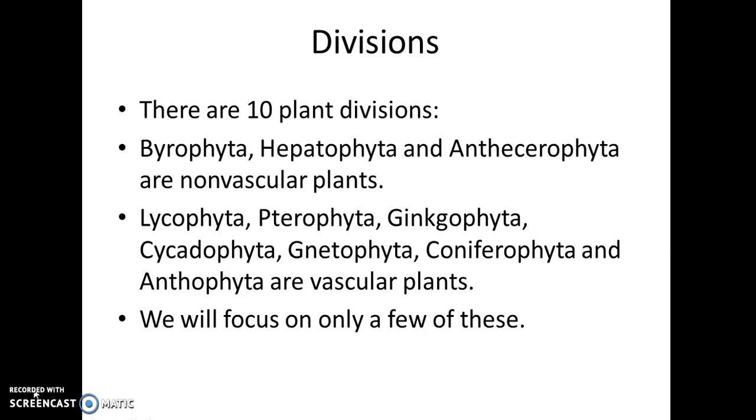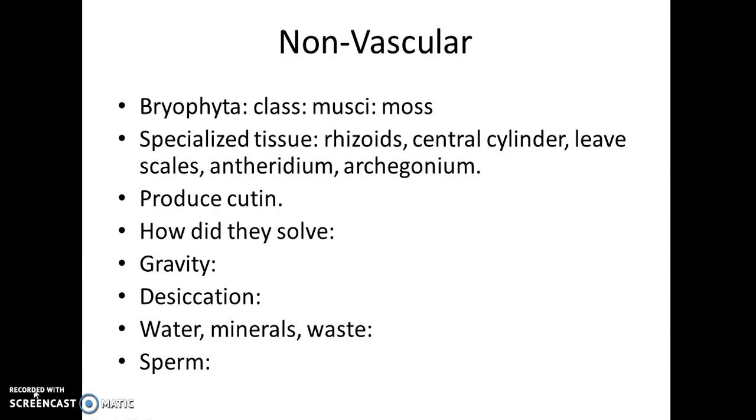So there are Bryophyta, Hepatophyta, and Xerophyta. My gosh, those are all non-vascular plants. We'll spend a little bit of time, not a lot. Lycophyta, Pterophyta, Ginkgophyta, Cycadophyta, Cnidophyta, Coniferophyta, and Anthophyta. Those are all vascular plants. Now remember, we're only going to focus on a few good representatives of the phyla and of plants themselves. So let's get going. We're going to start talking about non-vascular, and we'll talk about what vascular means in a moment. But the bryophytes is the phylum, and the class is Muscae, which is moss.